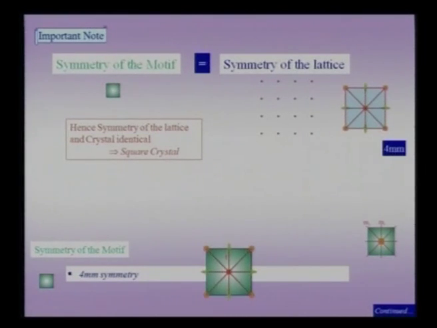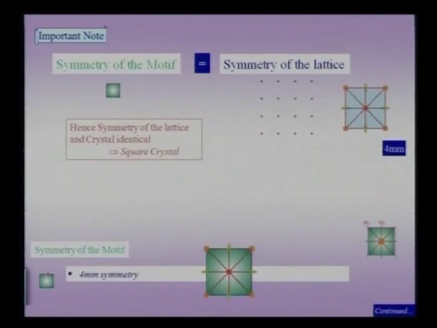So what is the 4 mm symmetry? The motif has got a 4-fold symmetry at the middle, like in the square center of the thing. The motif itself has a diagonal mirror and a vertical mirror. So in other words, these are the two mirrors I am talking about, and additionally it has got a 4-fold symmetry in the center, therefore it has got a 4 mm symmetry. Now this 4 mm symmetry of the motif is identical to the symmetry of the lattice.